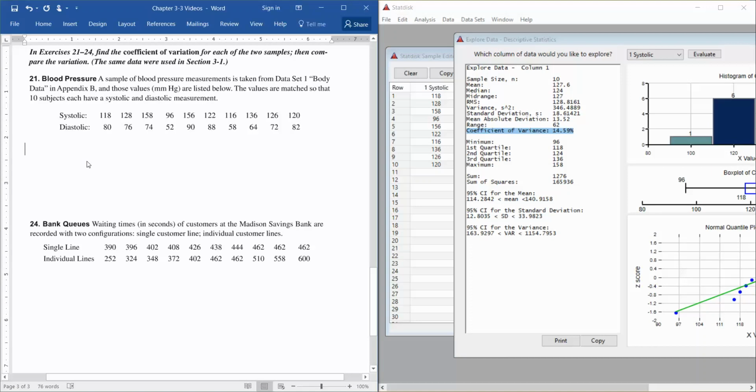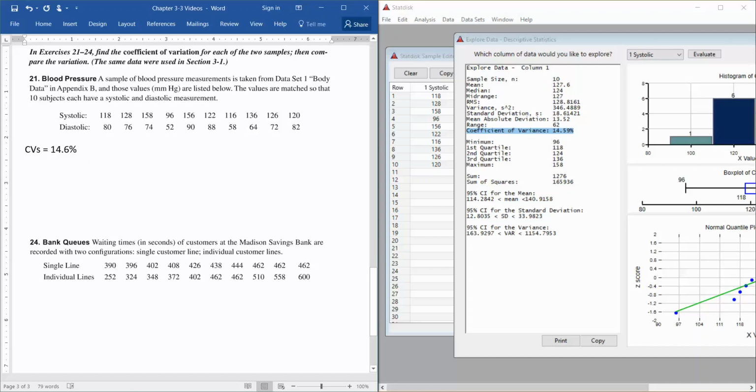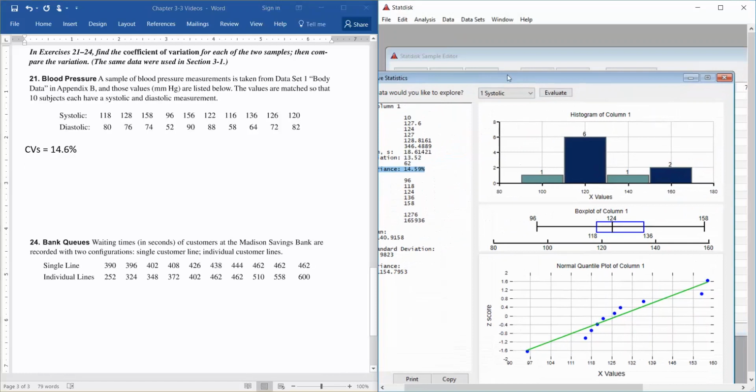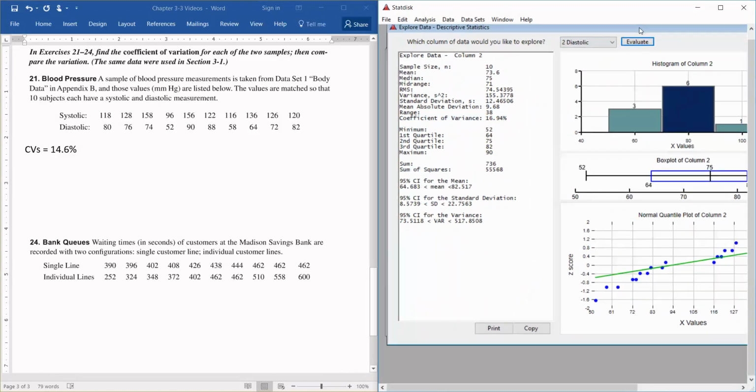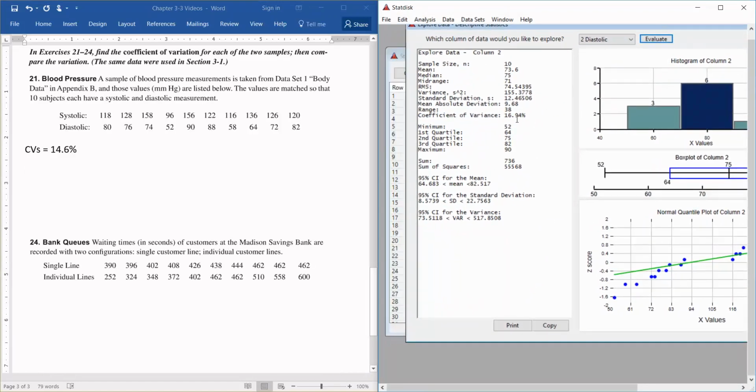And they said the way to round this is to 1 decimal place. It should be a percentage. So the coefficient of variation for the systolic reading is 14.6%. Now, if we want to change that over to diastolic, we get 16.9%.